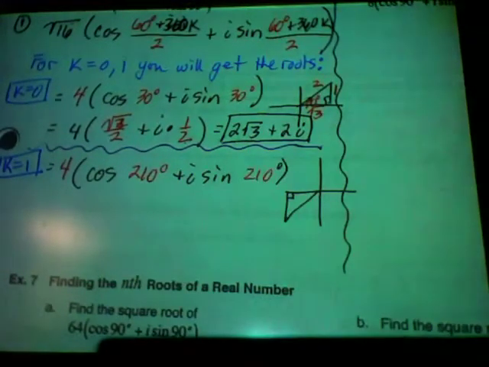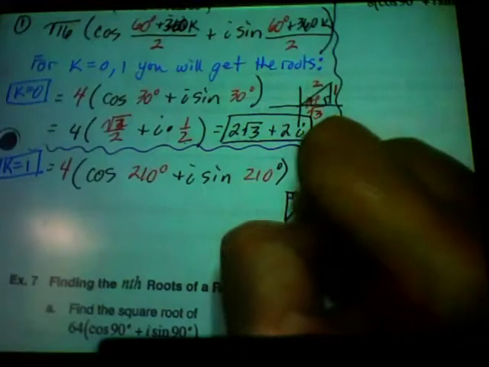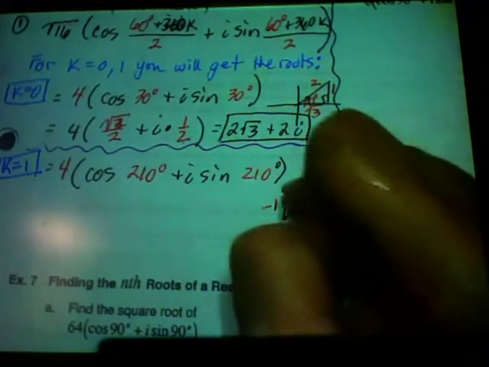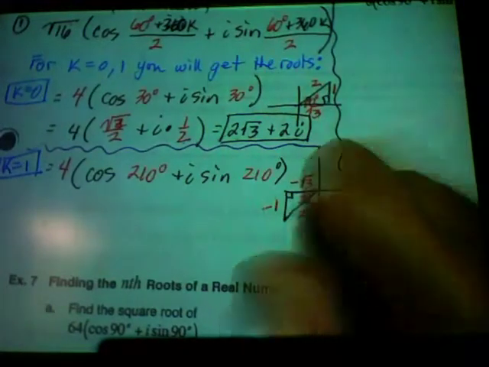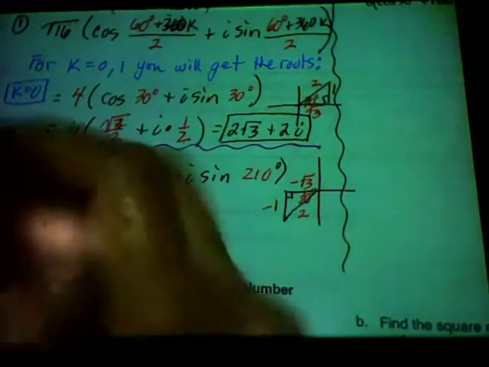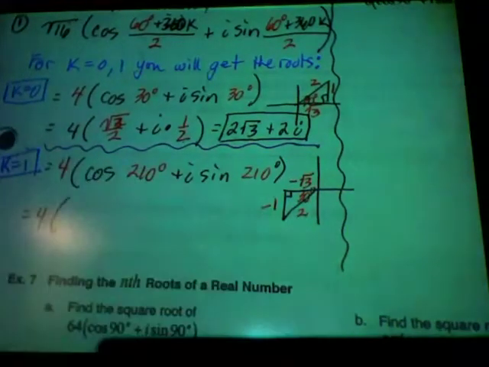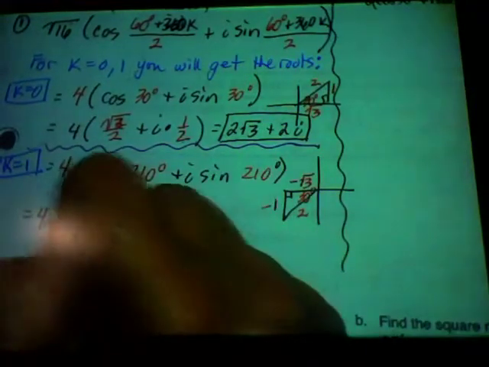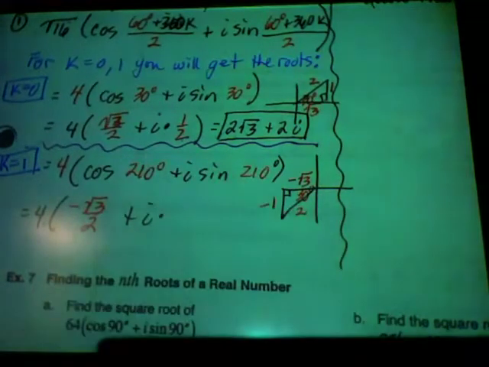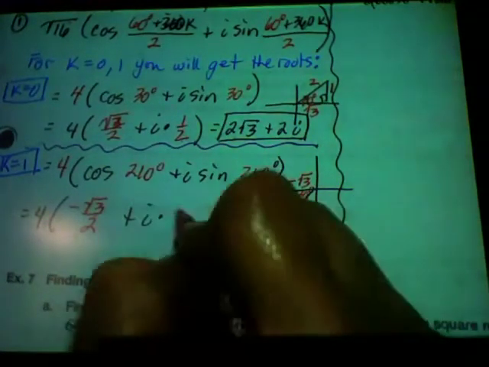Okay, what's 210 minus 180? 30 degrees. So across from 30 is negative 1. Next to it is negative radical 3. And then the hypotenuse is 2. I like to do the special rights because I can get my signs correct, usually. So this equals 4. What's the cosine? Negative rad 3 over 2 plus i times, what's the sine? Negative 1/2.